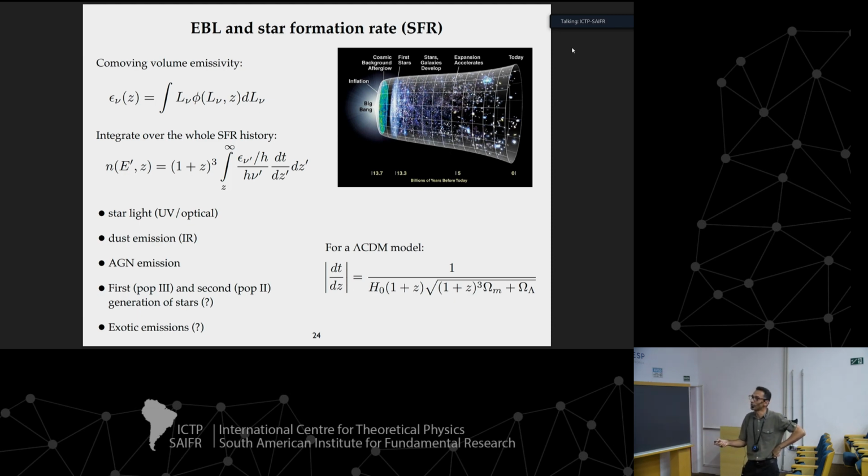And then when people run simulations on the computer, they come to the conclusion that the first stars that appeared in the universe were much different from the ones we observe today. We call these the Population III stars. They were much, much heavier, much more massive. And you can also think that if these first and second generation stars really existed in the universe, they also contributed to the EBL at some point at high redshift. And you can think about exotic emissions. Here, there's no limit for your imagination. And of course, this emission is happening in an expanding universe, so you have to have a background cosmology in order to track how this density of photons is evolving with time.